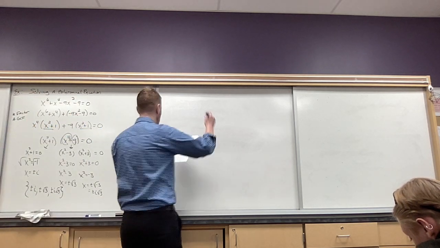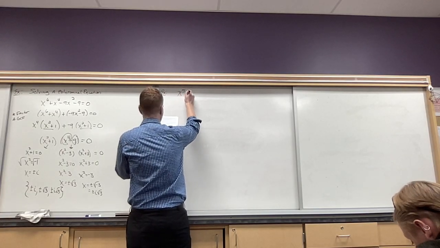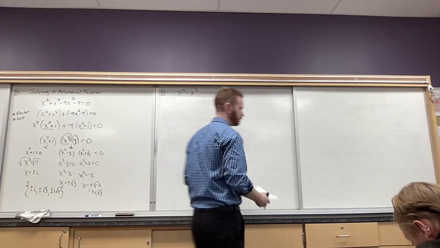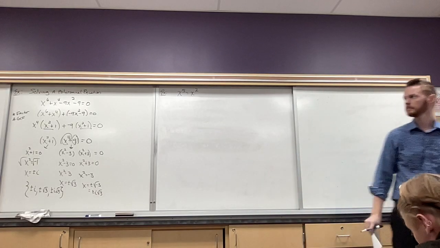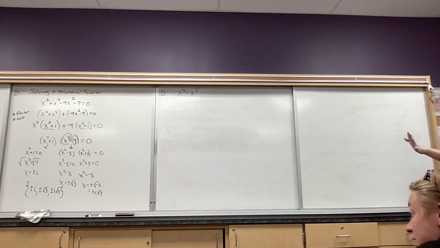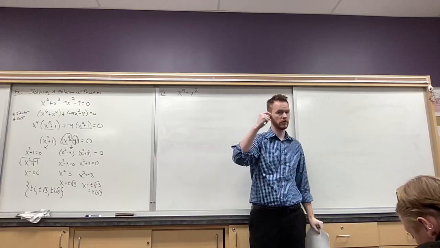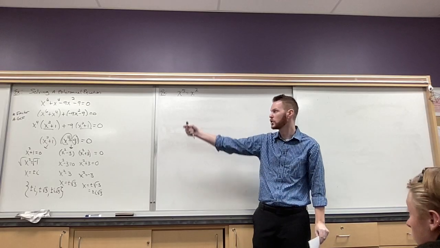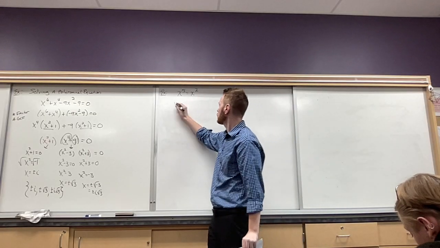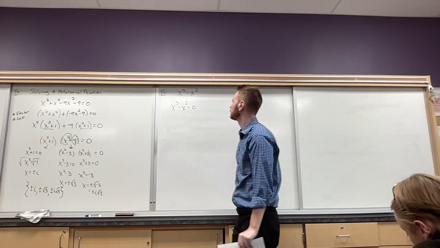All right, let's try another one. Same instructions, we're just gonna solve it. Now, even with quadratics, we still want to set this equal to 0. It makes it a lot easier for us to figure out what technique or what procedure we want to use. So let's go ahead and do that first. So x to the 5th minus x squared equals 0.